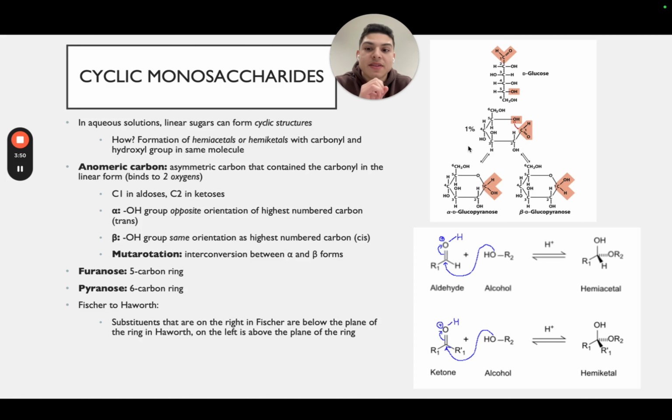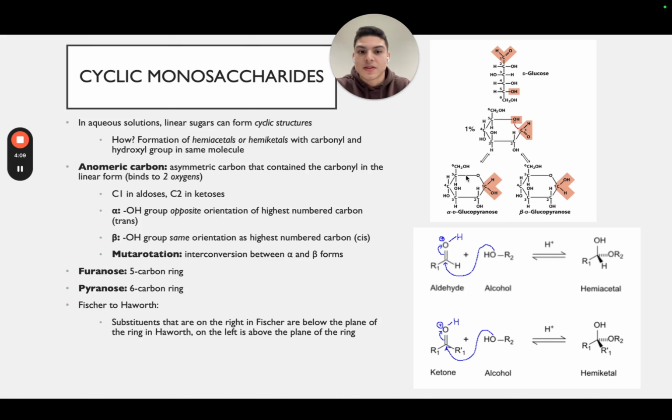Now, what do we mean specifically? The best and easiest way to find an anomeric carbon is to find the carbon that's connected to 2 oxygen atoms. This carbon is the only one that is connected to 2. The rest of them are only connected to 1. If you just go through this, you'll see that all of them are connected to 1. They're not connected to 2.